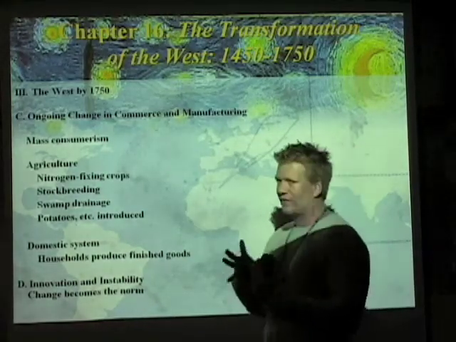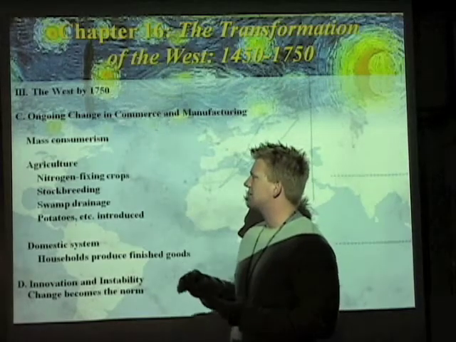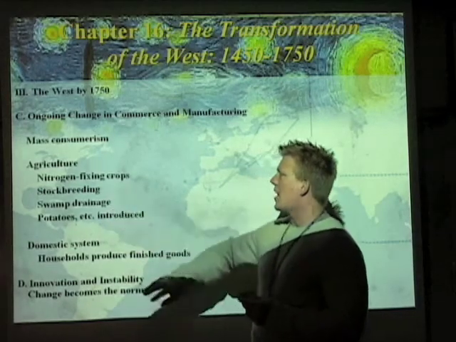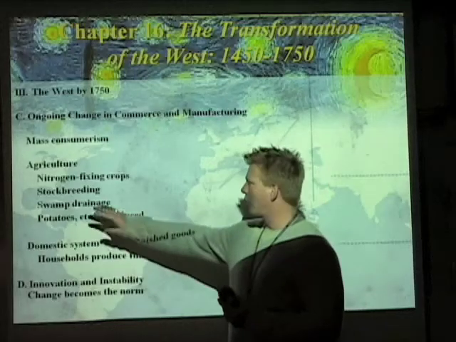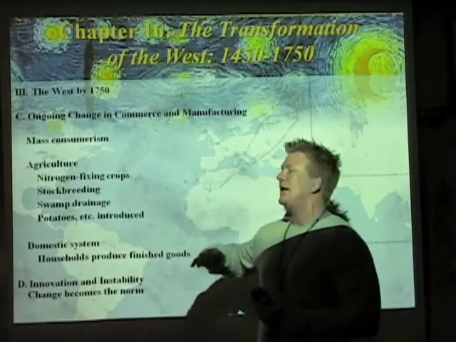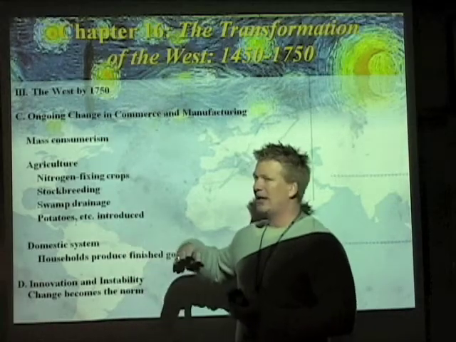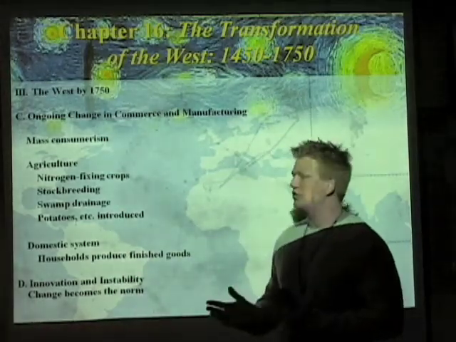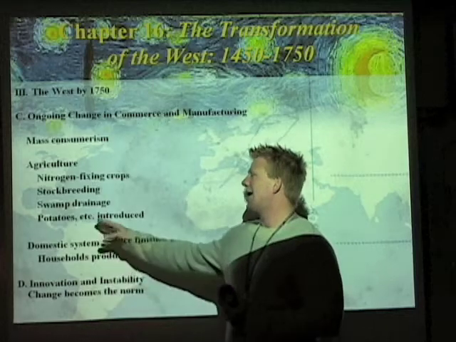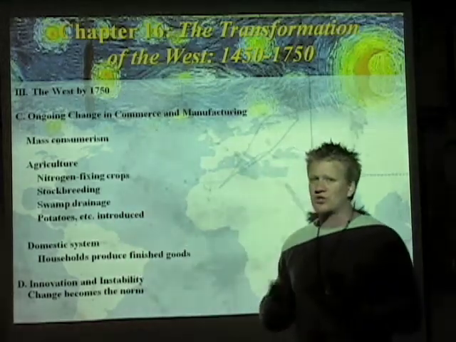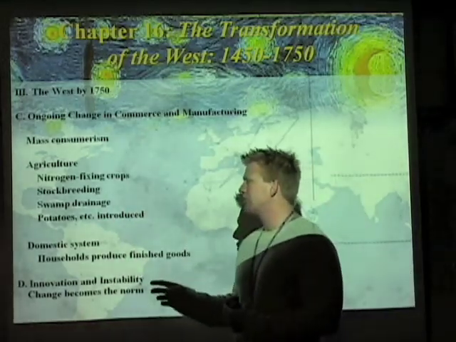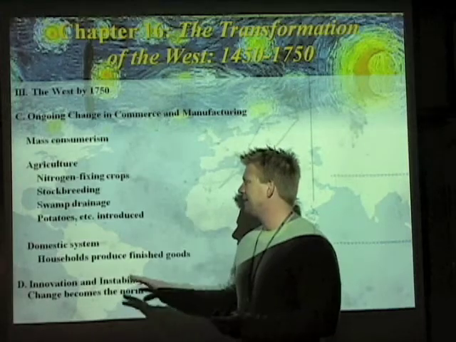As I mentioned earlier, all of this kind of getting clumped together with the sciences. Nitrogen fixing crops, coming up with better fertilizer, stock breeding, coming up with better animals, swamp drainage, so you're now getting the land to use and getting the nutrients from that. Obviously the potato introduced earlier, we saw that in the Columbian Exchange was introduced back in chapter 15.